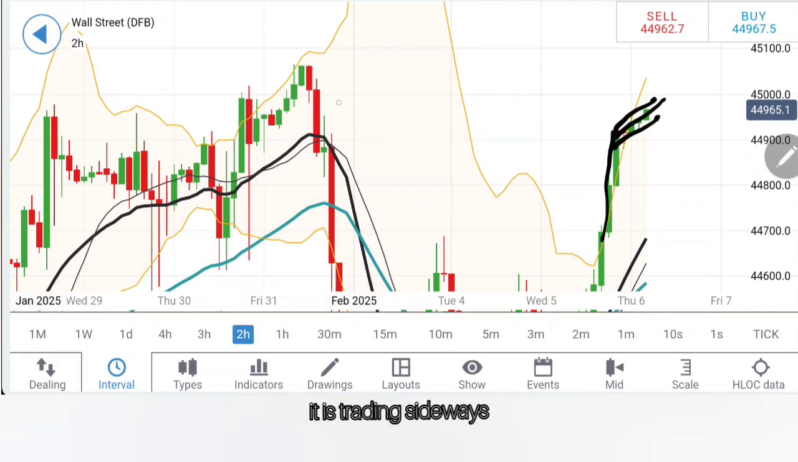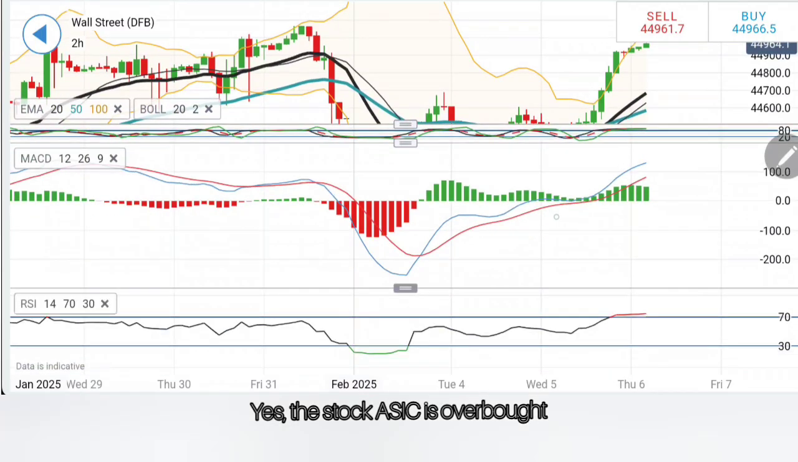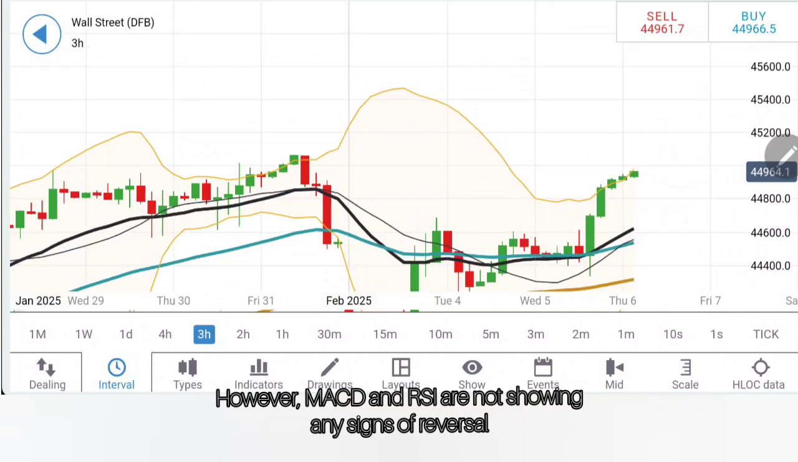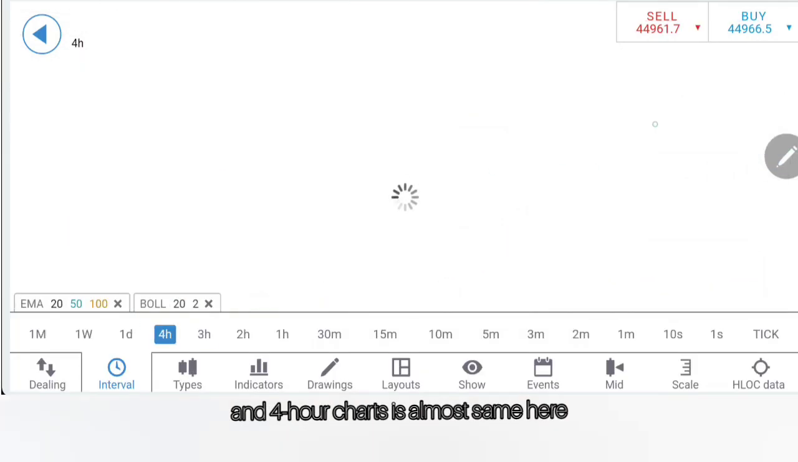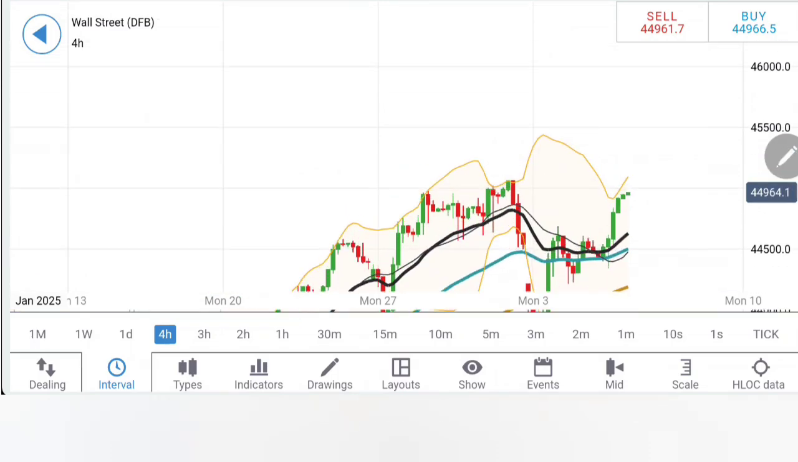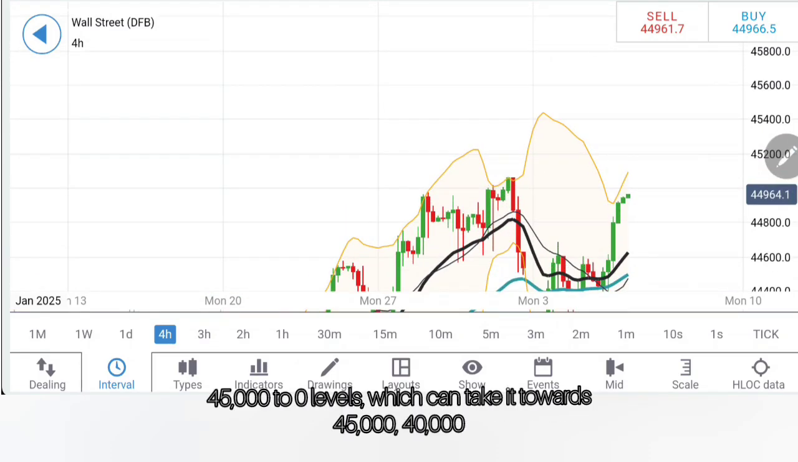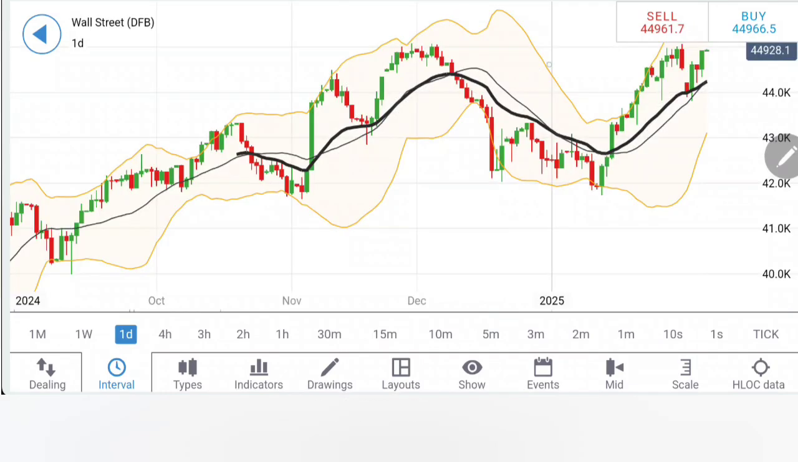After this drop, it is trading sideways with moderate bullishness. Yes, stochastic is extremely overbought. However, MACD and RSI are not showing any signs of reversal, and the observation on the 3-hour and 4-hour charts is almost the same here. Thus you need to now wait on the upside for it to break beyond 45,000, 45,020 levels, which can take it towards 45,080, 45,100 as the first target and 45,200 as the next.